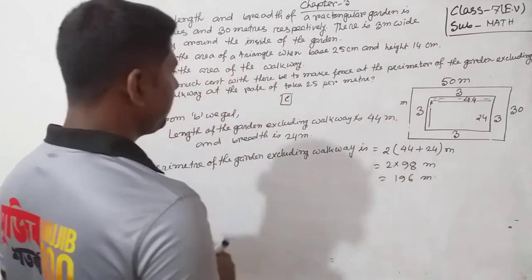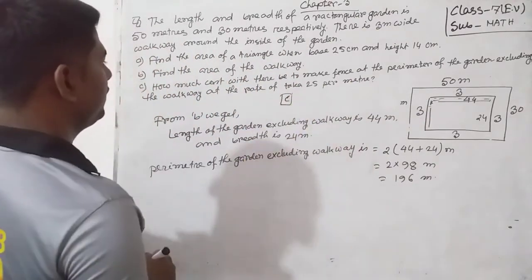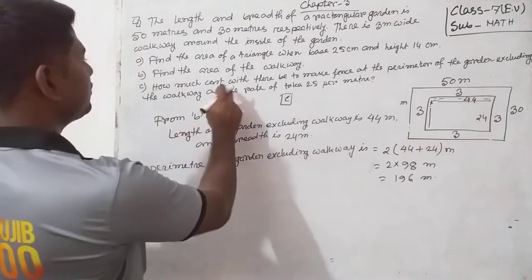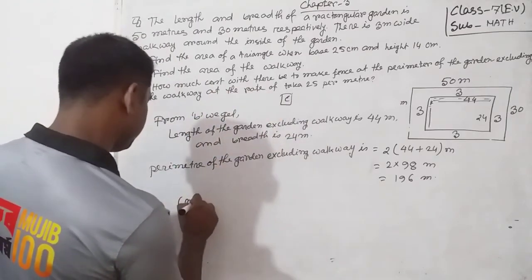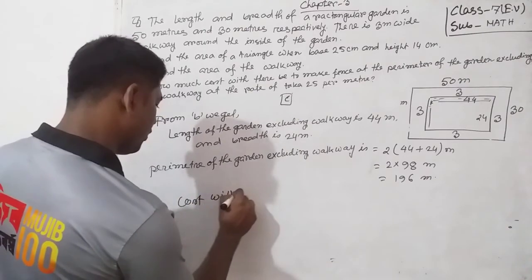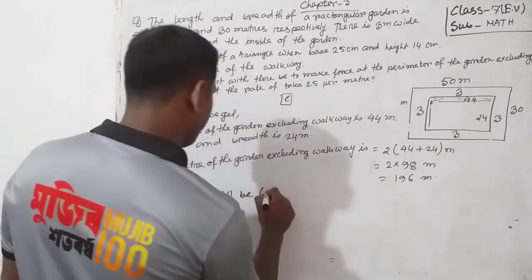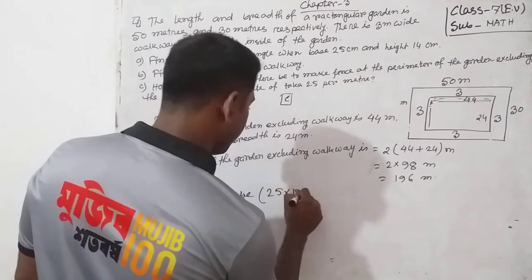Okay, now the rate of taka is 25 per meter. The cost will be, so we can write cost will be 25 into 196.